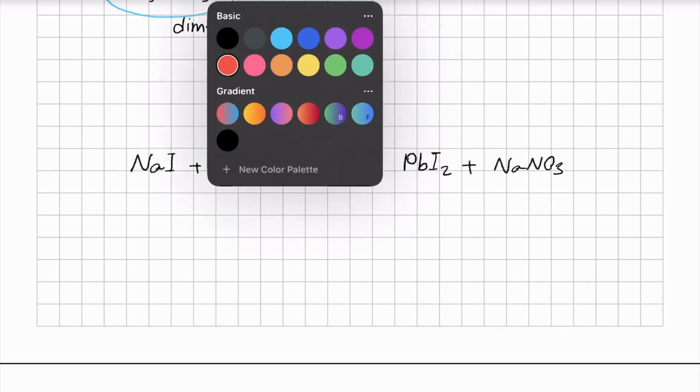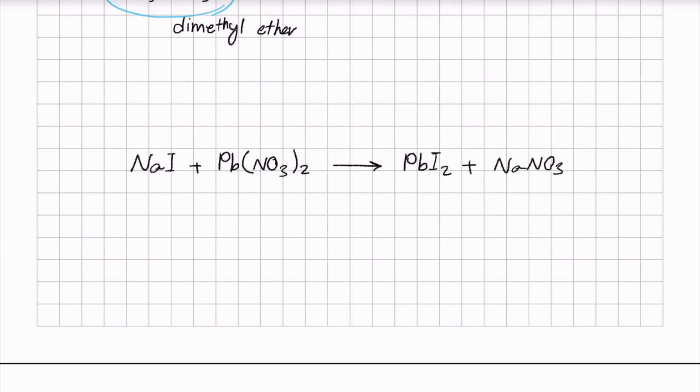So let's say sodium iodide plus lead nitrate produces lead iodide plus sodium nitrate. Okay, so the equation is complete now. However, we need to balance them. So to balance this equation, we can simply put a 2 here.